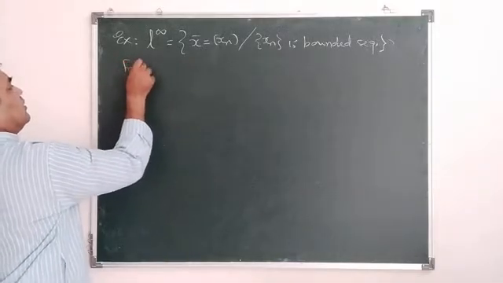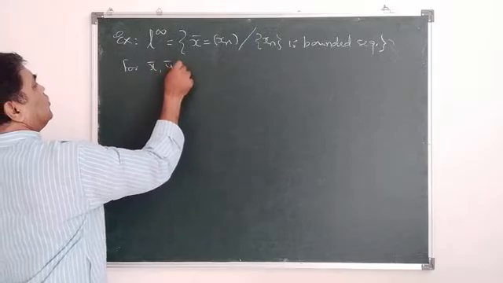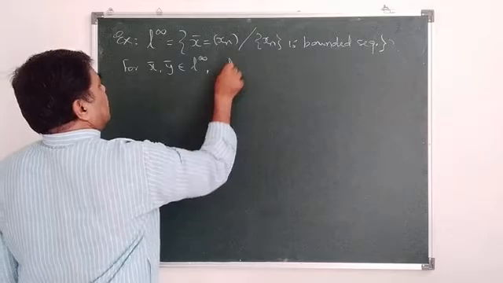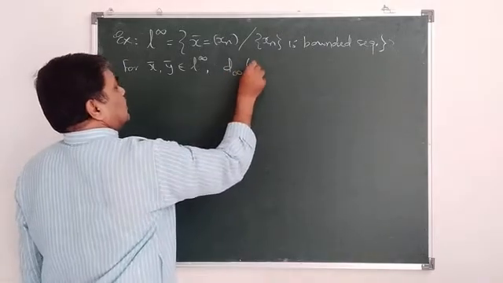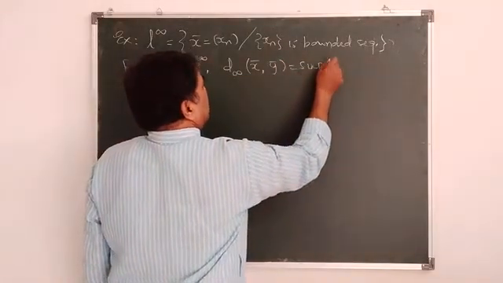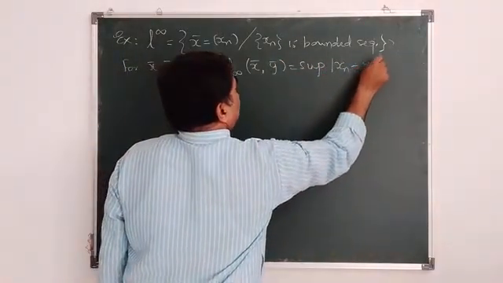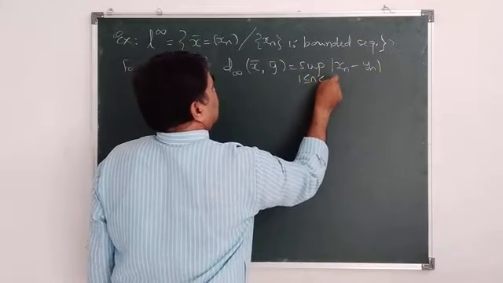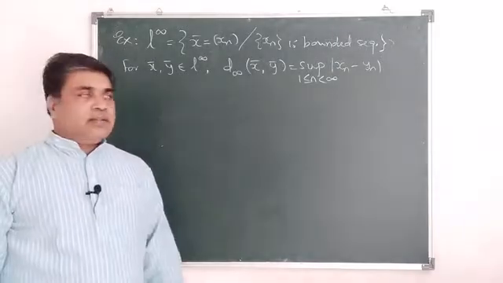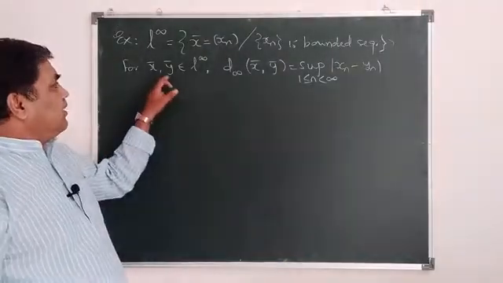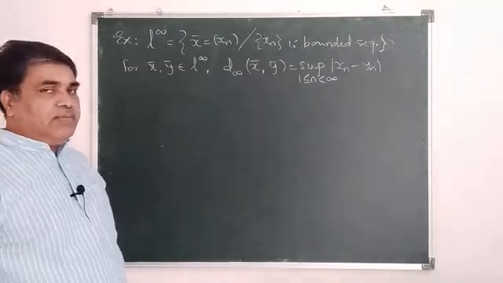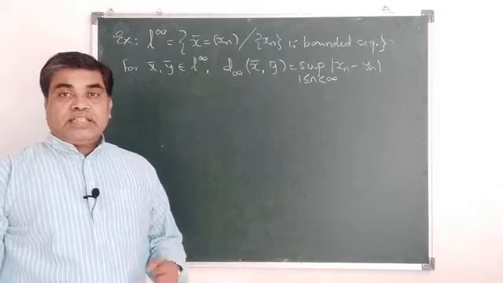For x bar and y bar belonging to L infinity, we'll define the D infinity metric. D infinity of x bar, y bar as the supremum of mod of xn minus yn, 1 less equal n less than infinity. Then we have to prove that D infinity is a metric for L infinity, and L infinity with this D infinity is a metric space.